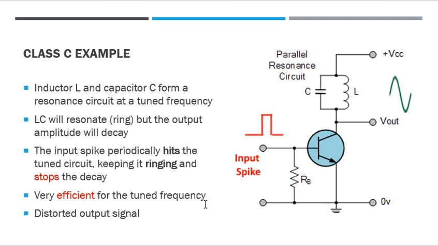It's very efficient for the tuned circuit because we just have to hit this once briefly and then this will resonate. One of the problems is that it's a distorted output signal. This is typically used for transmitters, AM transmitters, FM transmitters, RF transmitters, and it's extremely efficient.